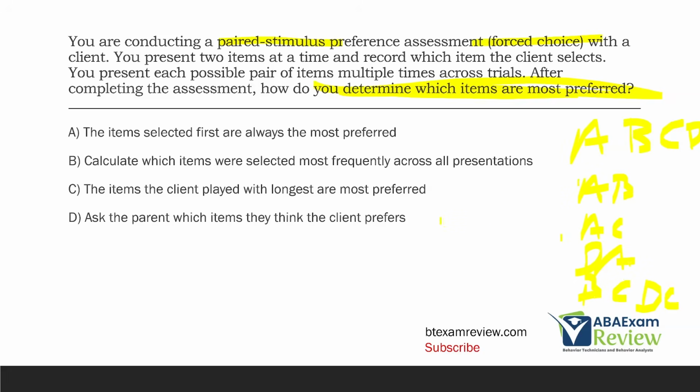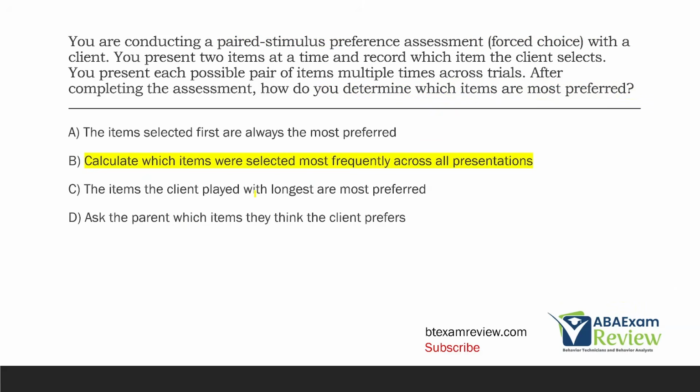C, the items the client played with longest are most preferred. They may have picked B and played with it for 10 minutes, but maybe they only picked B once, and they never picked B again, right? So based on our forced choice assessment, it's not going to be the most preferred. D, ask the parent which items they think the client prefers. Absolutely do that. That's a good history, but it's not going to tell us which items are most preferred. The actual assessment will. So we're going to calculate which items are selected most frequently across all presentations.